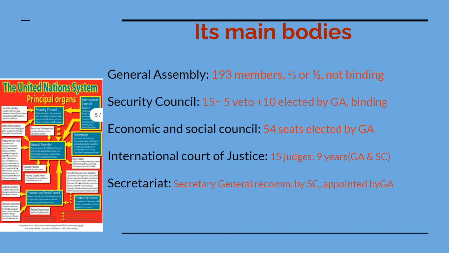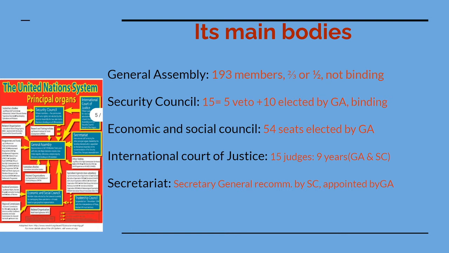Then we have the Economic and Social Council having 54 seats. These members are elected by the General Assembly. The International Court of Justice has 15 judges, and each judge has a term of 9 years, and the process of appointment includes the approval of the General Assembly and Security Council both.